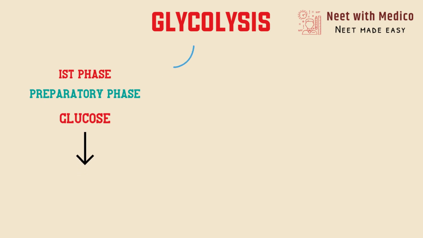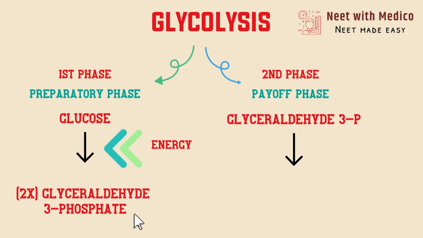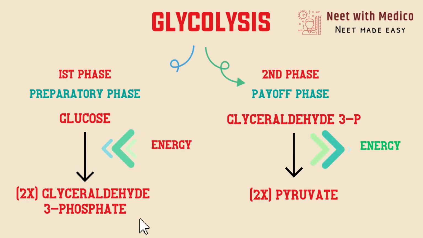The process of glycolysis takes place in 2 phases. In the first phase, the glucose is first converted into 2 molecules of glyceraldehyde 3-phosphate. Since this conversion process involves the addition of phosphate, the first phase actually uses energy instead of producing it. In the second phase, the glyceraldehyde 3-phosphate is converted into pyruvate, and it is in the second phase that energy is actually produced. Now let's look at the various reactions involved in glycolysis.